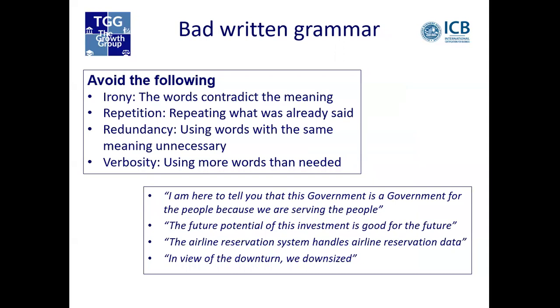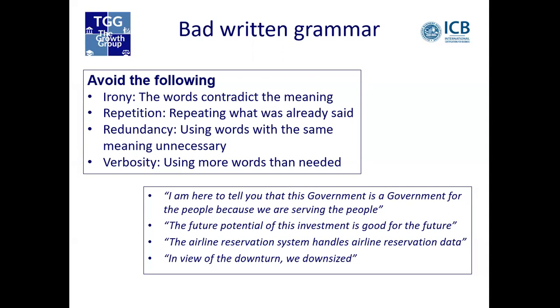Bad written grammar, well, avoid the following. I already said avoid irony, words that have a contradicting meaning, because it's difficult to pick up on that in written language. Repetition: do not repeat what you already said or use words with the same meaning unnecessarily. That's called redundancy. Or use more words than needed. That is called verbosity. Then you have a couple of examples there, and in most of these examples there's no irony, but repetition, redundancy, and verbosity are sometimes present in one sentence.